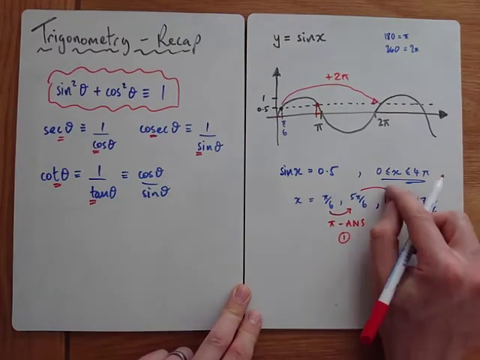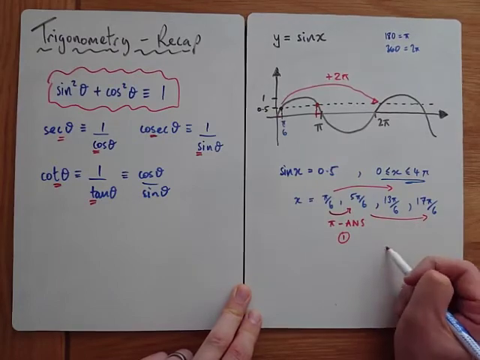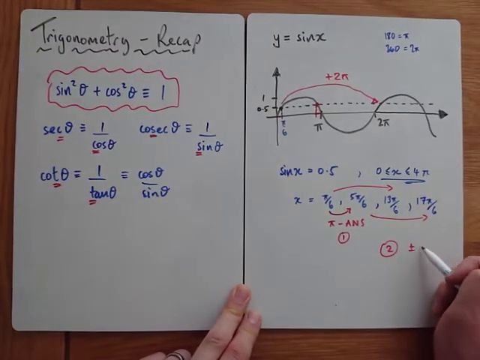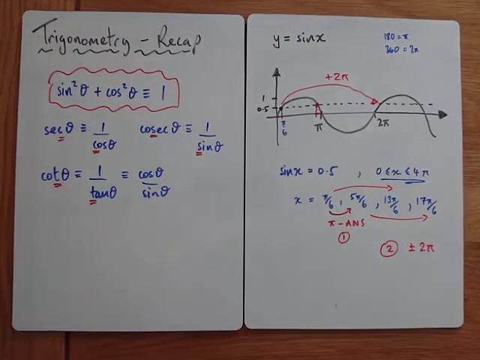Okay, so the first step is to do pi minus answer. Next step, after you've done that, is you can add or subtract multiples of 2 pi to get to other answers. Okay.